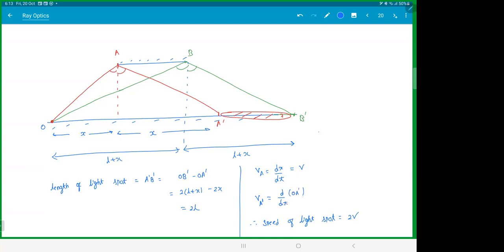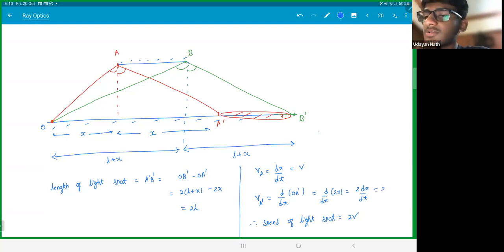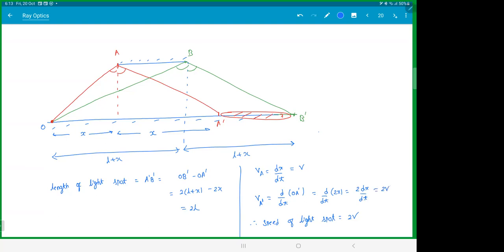What is VA dash? Rate of change of OA dash, which is d by dt of 2x, which is 2 times dx by dt. Okay, sir. Understood, which is 2v. VA क्या होगा? Rate of change of OA. That will be dx by dt, and that is given as v.